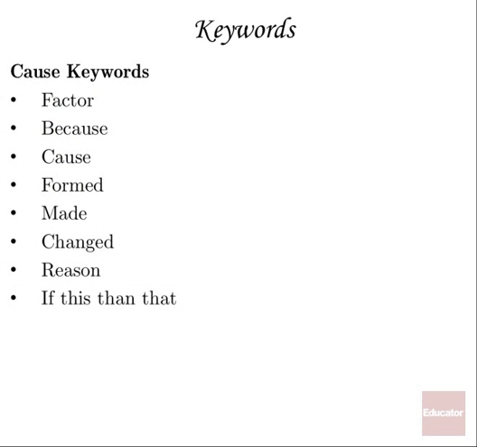For cause and effect keywords, we have words like factor, because, and cause, formed, made, changed, the reason is, and if this, then that. If we spray a lot of DDT, then a lot of birds will die.